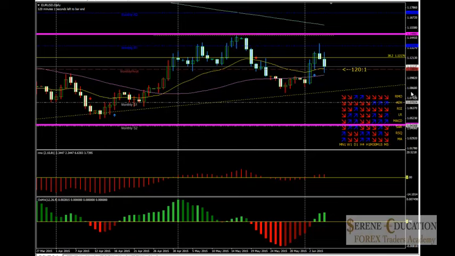So at the moment, what we're looking for is some sort of direction. Any trades you're taking at the moment will be quite risky, or risqué, as the way to put it, because of the uncertainty that's unfolding in this particular pair.